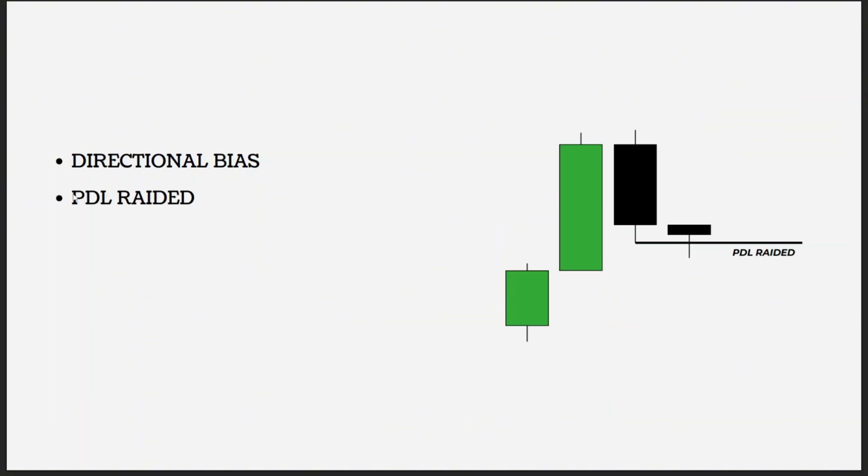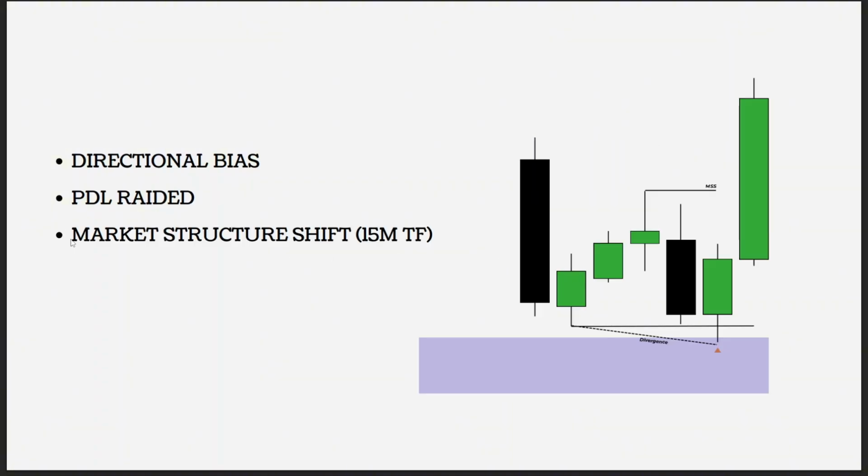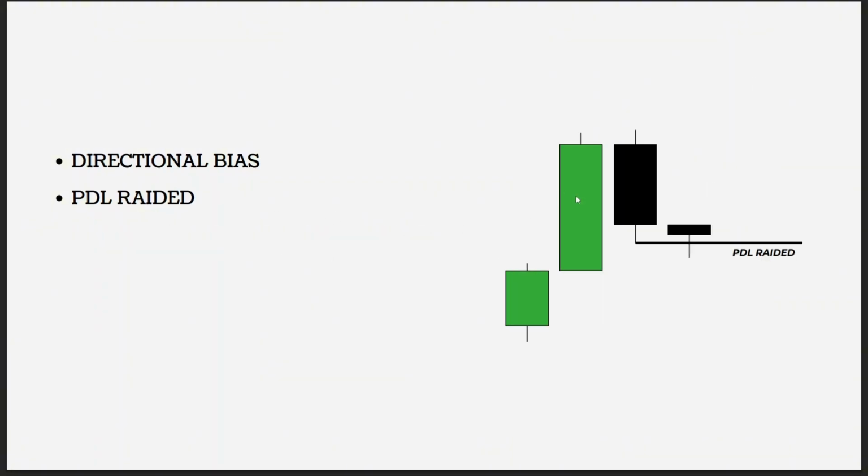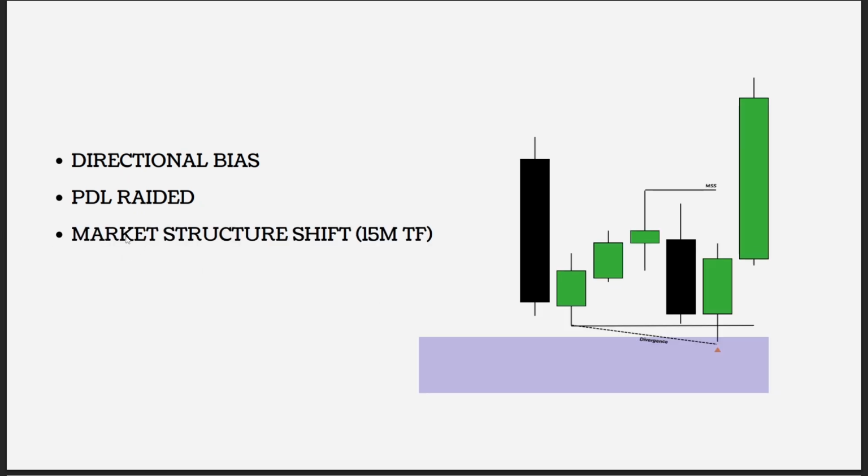Now you wait for the previous day low to get raided. What do we mean by this? You can see that this is this candle and this new candle forms, which is the next day opening at this place. Now it trades lower to take out the previous candle's low. After taking out the previous candle's low, we are going to start looking for a market structure shift on the 15 minute time frame. So once the previous day's low gets raided, we jump to the 15 minute time frame to look for a market structure shift.